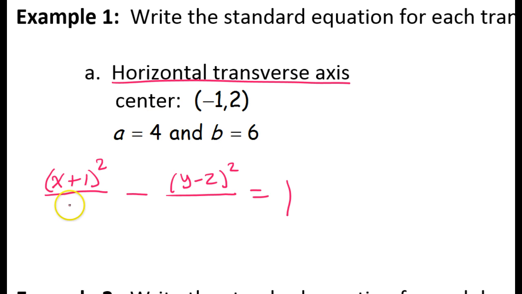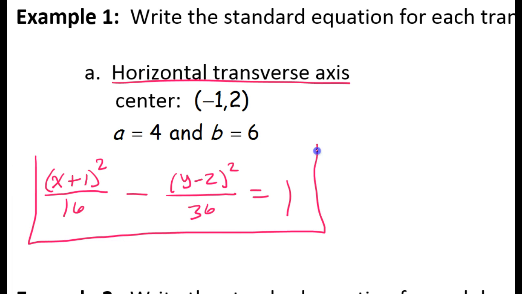So all we need is a squared and b squared. We know that the a squared goes first. So since a is 4, this will be 16. And since b is 6, this will be 36. So I just said to do a sketch, but we didn't actually need to do a sketch for this problem. All the information was right there.